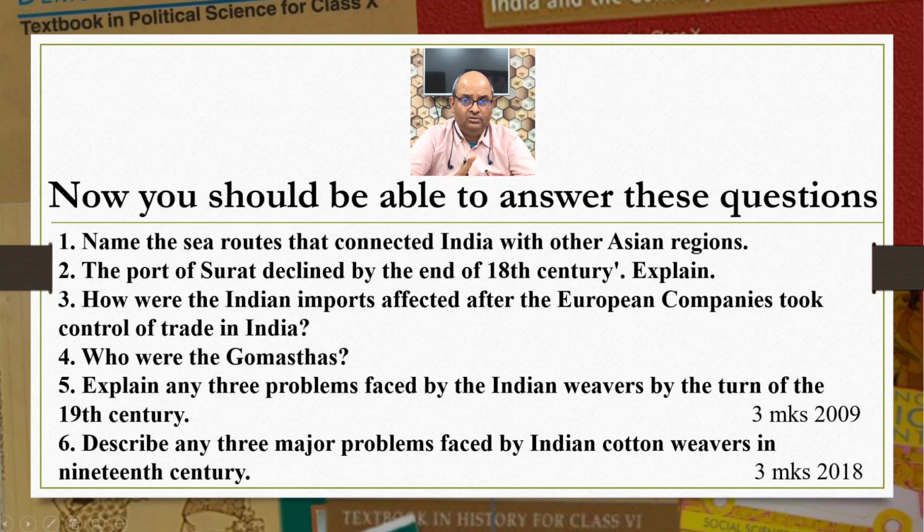This was a 3 marks question in 2009. You will see the same question is asked again in 2018. Describe any 3 major problems faced by Indian cotton weavers in the 19th century. 3 marks, 2018. In the next class, we will move further and see the setting up of factories in India.